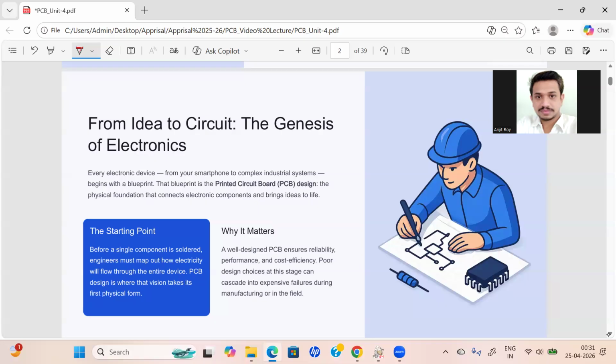A well-designed PCB ensures reliability, performance, and cost efficiency. Poor design choices at this stage can cascade into expensive failures during manufacturing or in the field. That means before I go for the hardware design of the PCB, I have to ensure that my design is very accurate and efficient. Without that, I cannot say that my PCB design is okay.